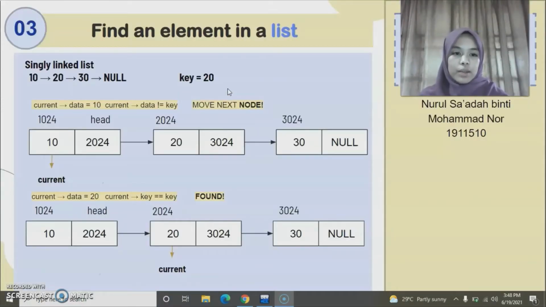My part is find an element in a list. As an example, we want to search 20 in a list that consists of 10, 20, 30 and points to the tail which is none. First, current holds the head of the data which is 10. But current is not equal to the key which is 20. So we move to the next node. Because we moved to the next node, here current is 20. So 20 is equal to the key that we want to search. So we found the element in the list.